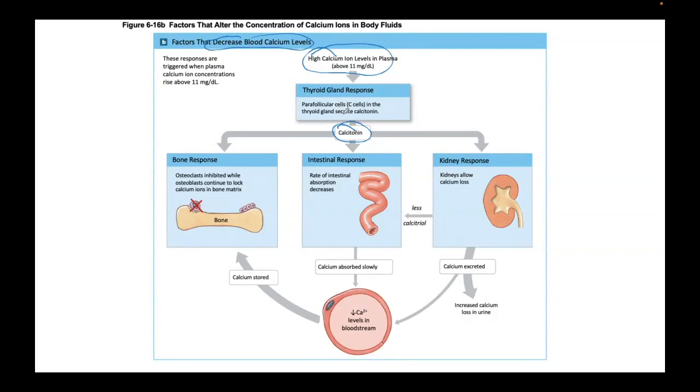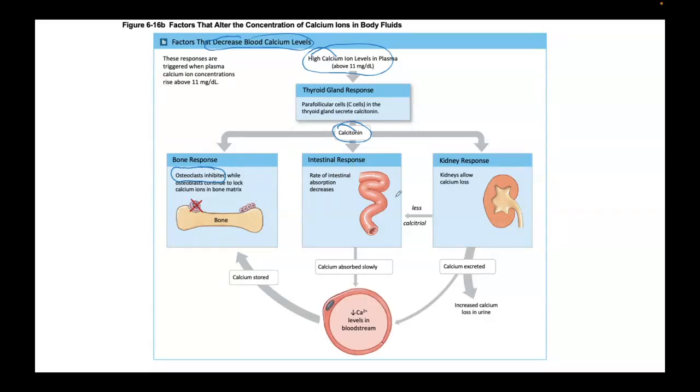Now, since there's too much calcium in your blood, it's going to say, hey, let's deposit calcium in the bone. So let's inhibit the osteoclast. Let's shut down the cell that's breaking down bone, and let's stimulate the osteoblast that builds up bone.